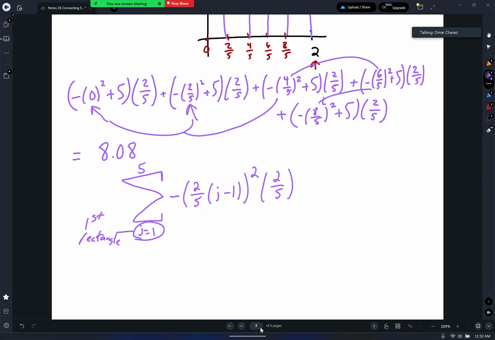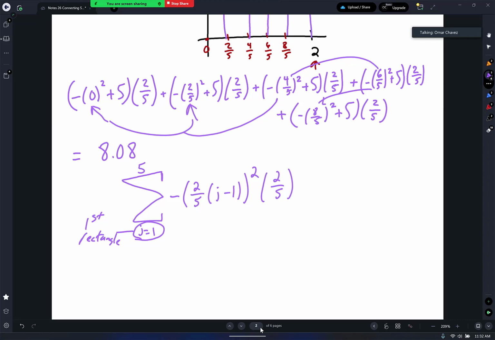Yes. My first rectangle, 1 minus 1 is 0. 0 times 2/5 is 0. 0 squared. My second rectangle, 2 minus 1 is 1. 1 times 2/5 is 2/5. My third rectangle, 3 minus 1 is 2. 2 times 2/5 is 4/5. Do you guys see how it works? Perfect. You had a question? No. Okay.